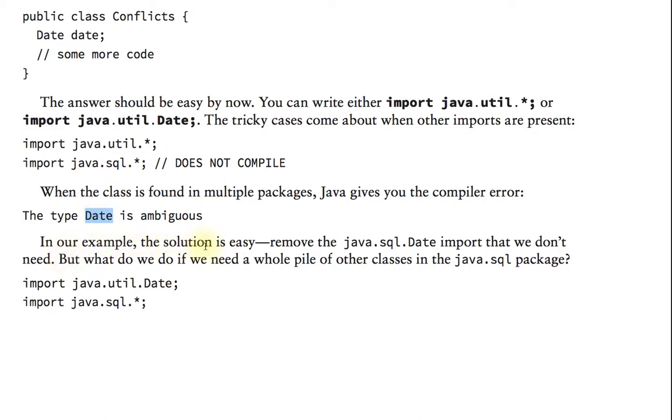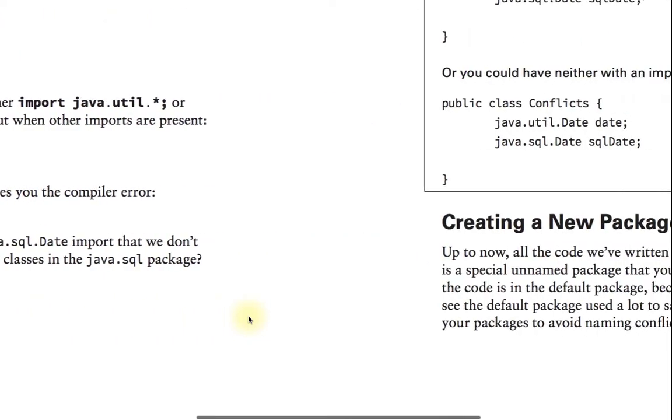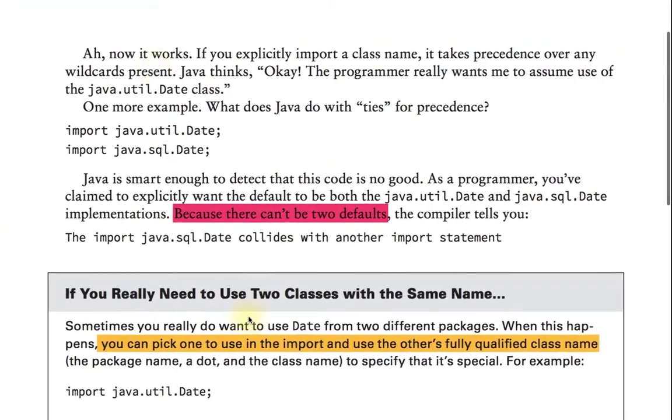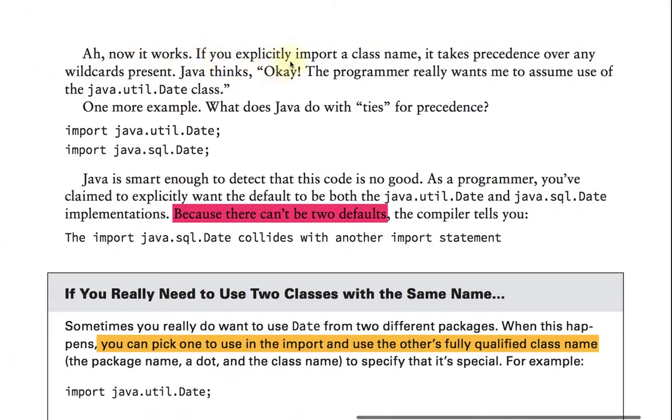In our example, the solution is easy. Remove the java.sql.Date import, and then we don't need it. But what do we do if we need a whole pile of other classes in the java.sql package? That's really a beautiful question. We will look at that over here. Now it works. If you explicitly import a class name, it takes precedence over any wildcard present. Java thinks, okay, the program really wants me to use the java.util.Date class.